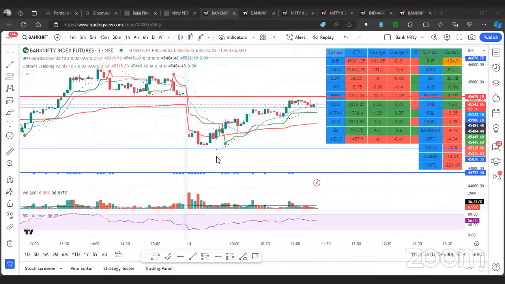So what I've done is, the market closed somewhere around 45,500 odd level yesterday. So look at the data from 44,500 to 45,500, which is like a 1,000 point range. What has happened here? This is going to give you a big clue.